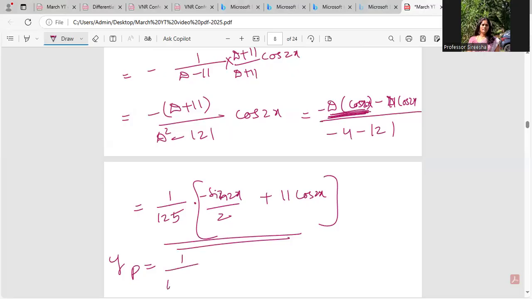1 by 125 is outside. I can rewrite like this: 11 cos 2x minus sine 2x by 2. Okay. This is how I can rewrite it. And this is how I'll be solving it.